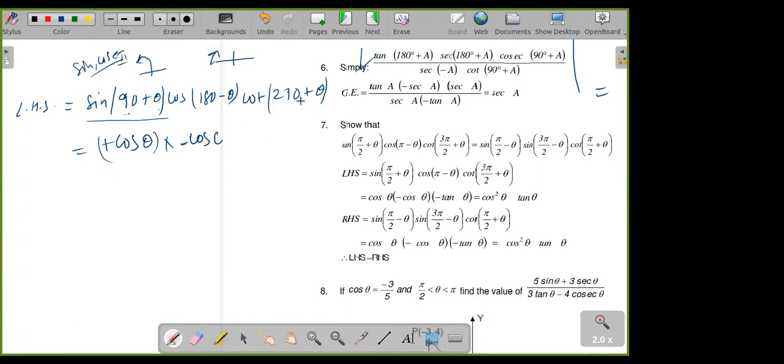Cot of 270 plus theta. 270 is 90 multiplied by 3, an odd multiple, so cot will change to tan. It is the fourth quadrant, and in the fourth quadrant cot is not allowed, so that's why it will be negative. So it is cos square theta tan theta. Minus minus cancel out. Okay, now coming to RHS.